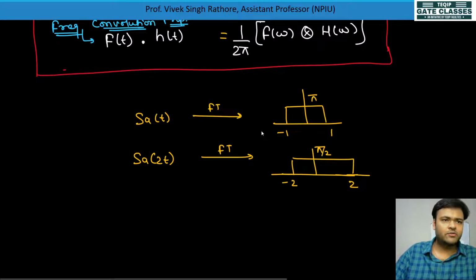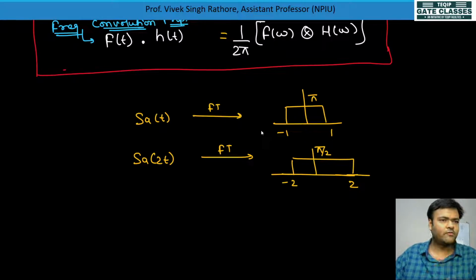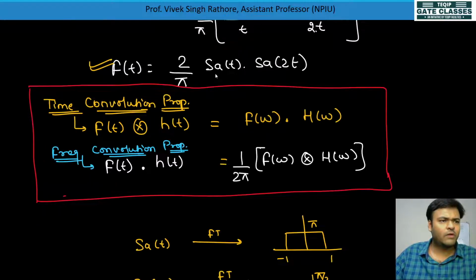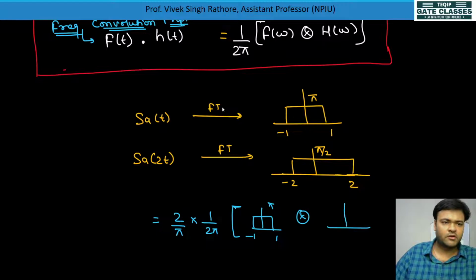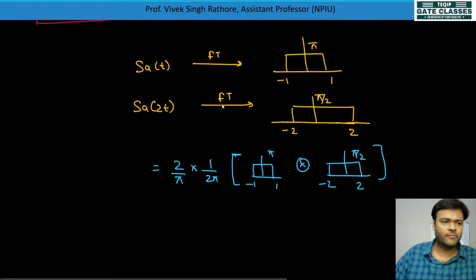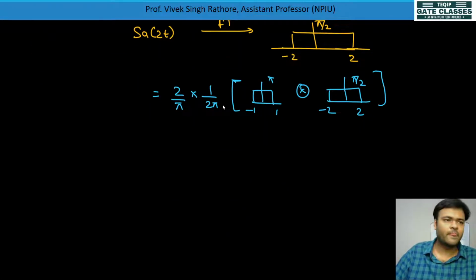Now we have understood this sampling of t into sampling of 2t, and 2 by pi is the outside constant term. So 2 by pi is there, multiplied by 1 by 2 pi. And F of omega is nothing but this: minus 1 to 1 pi convolution with minus 2 to 2 pi by 2. This will be your answer for calculating the Fourier transform of f of t.